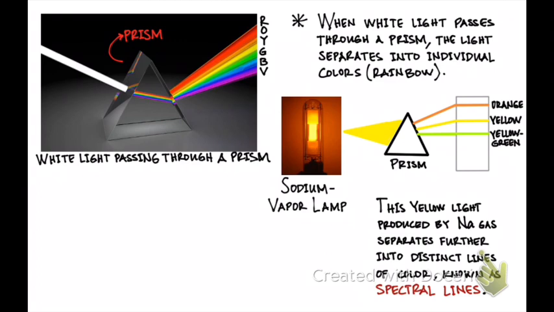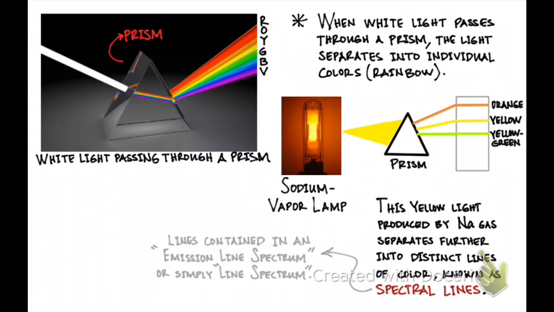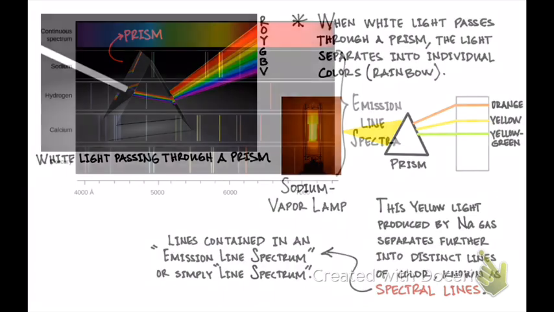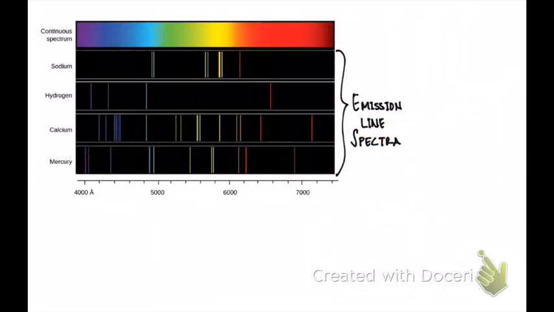So this yellow light that's produced by the sodium gas lamp basically separates further into distinct lines of color, and they call these spectral lines. And these are the lines that are contained in what they call an emission line spectrum, or simply line spectrum. So shown here are different examples of emission line spectra: the emission line spectrum of sodium, hydrogen, calcium, and mercury.